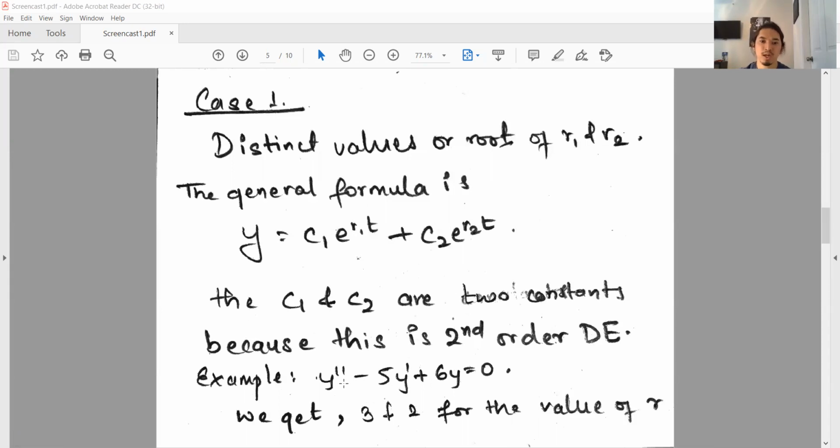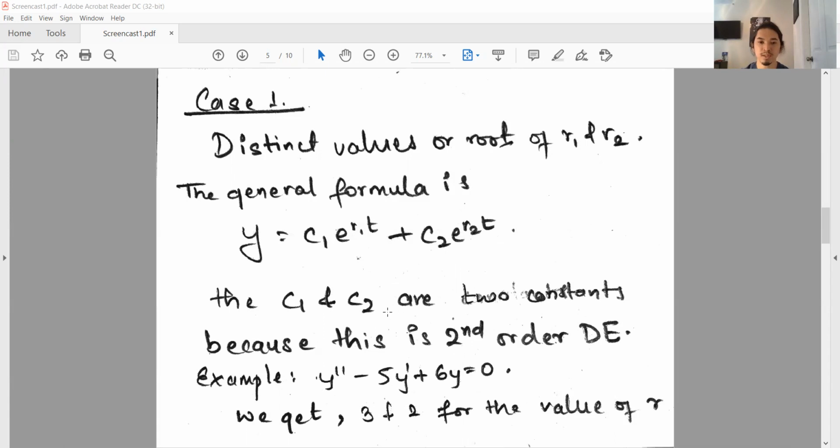Let's take an example: y double prime minus 5y prime plus 6y equals 0. After solving it, we get the values 3 and 2 for r, and we just plug 3 and 2 into the general formula, it doesn't matter in what order, in order to find the values of c1 and c2.